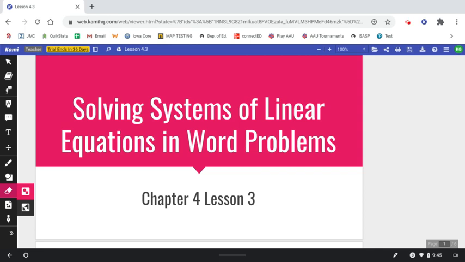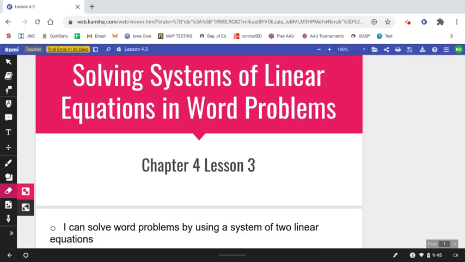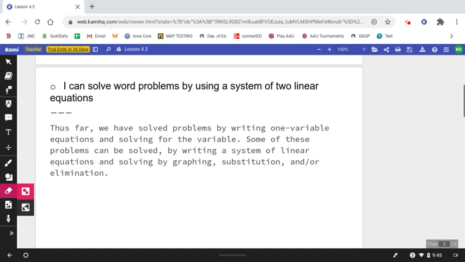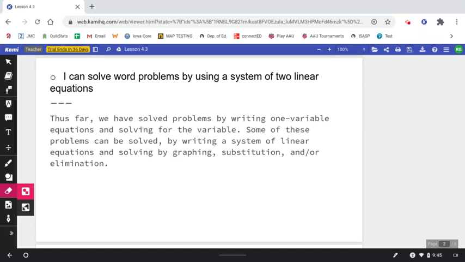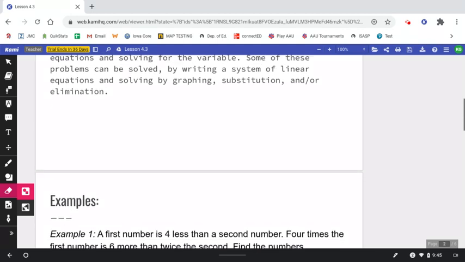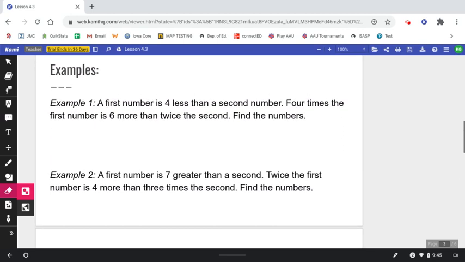Okay, Chapter 4, Lesson 3, Solving Systems of Linear Equations in Word Problems. Thus far, we have solved word problems by writing one variable equations and solving. Some of these problems can be solved by writing a system of linear equations and then using our graphing, substitution, and/or elimination. First example.